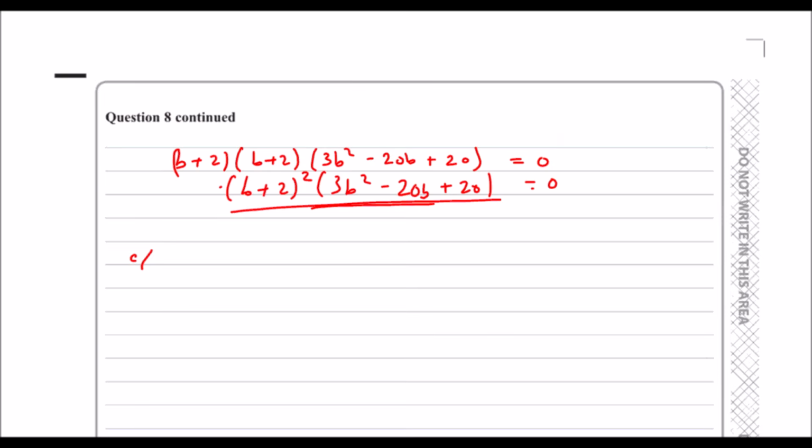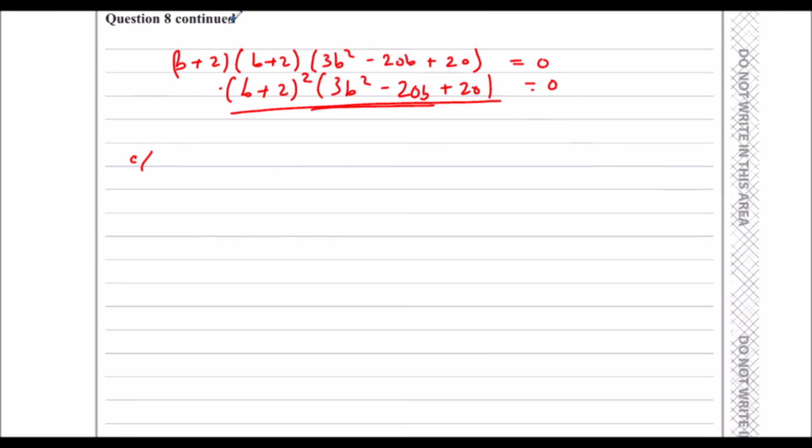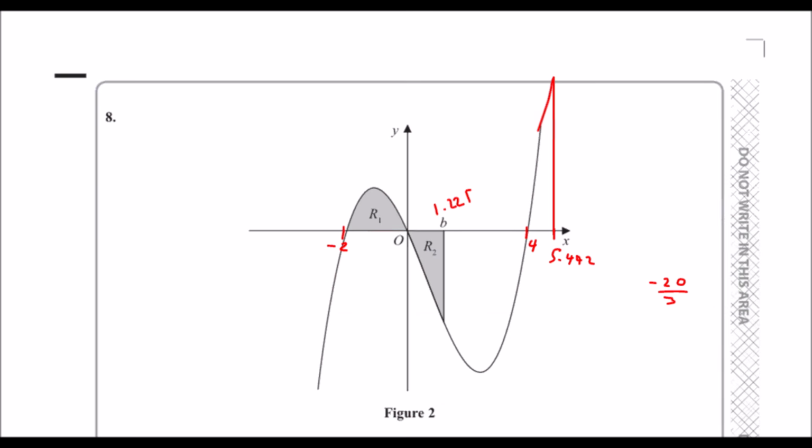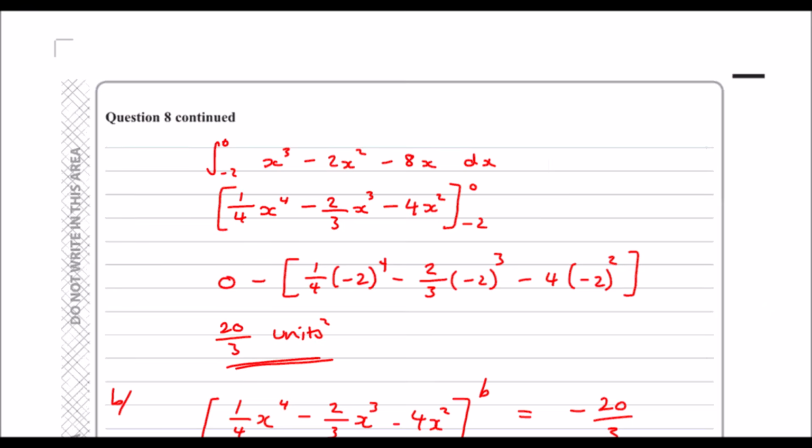So part C, explain with the aid of a diagram. So let's draw a diagram. So what did it look like? It looked something like, it went down and then up. So we had B there. So that's 1.225 and 5.442.